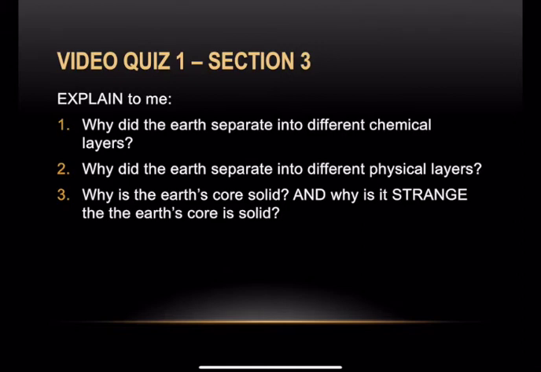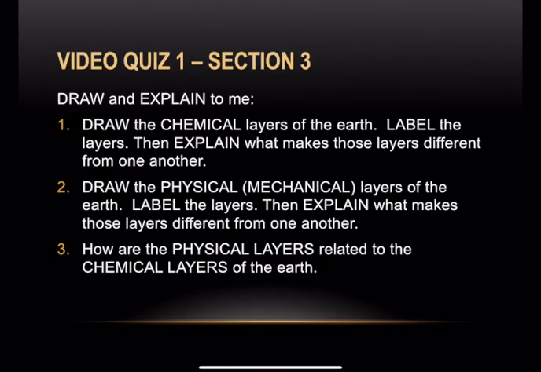The third video, one student will explain why the earth was separated into different chemical layers. The next student will explain why the Earth was separated into physical layers. Why are these different physical layers? And the third student will explain why is the Earth's core solid and why is it strange that the Earth's core would be solid? This is actually section 4, not section 3.